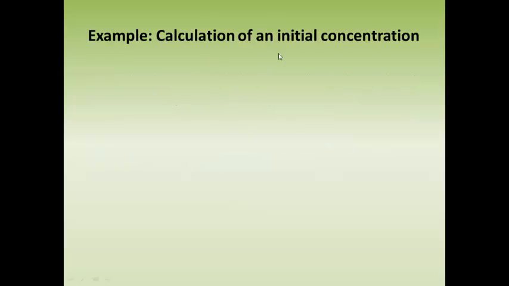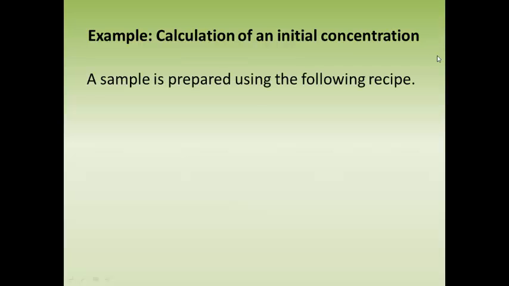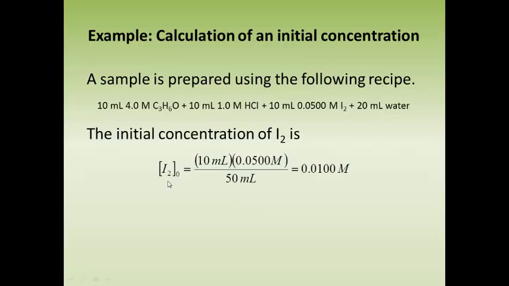First, let's show the calculation of an initial concentration. Let's suppose that we prepare a sample using this recipe. We take 10 milliliters of 4 molar acetone solution, 10 milliliters of 1 mole per liter hydrochloric acid, 10 milliliters of 0.05 molar iodine solution, and 20 milliliters of water to make the total volume 50 milliliters. To get the concentration of iodine, I need to take the initial volume times the stock solution concentration divided by the total volume of the diluted solution. The total of all of these volumes was 50 milliliters, and I get 0.01 mole per liter.